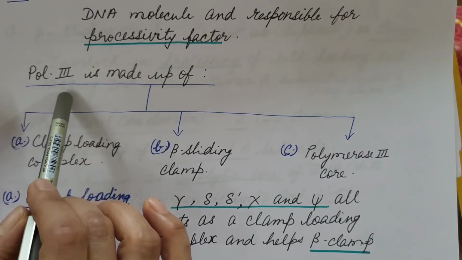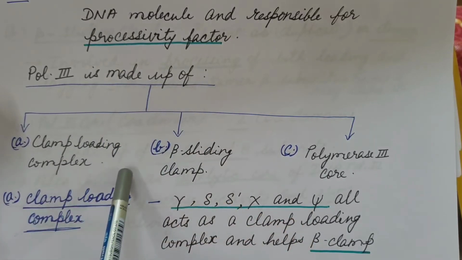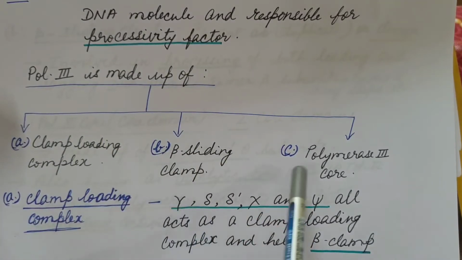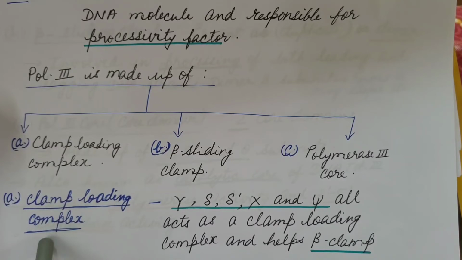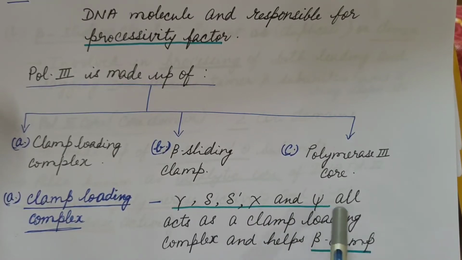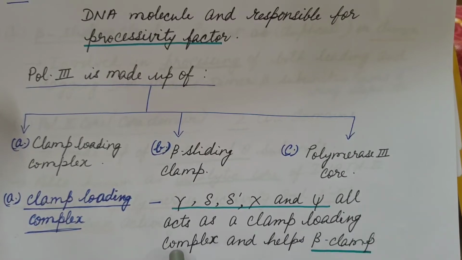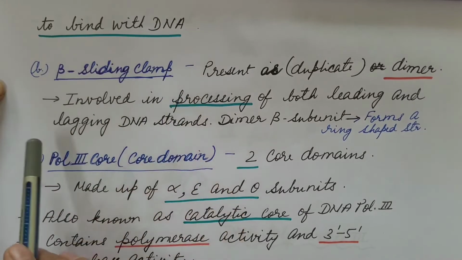So, if we talk about DNA polymerase 3 structure, it is made up of the clamp loading complex, the beta sliding clamp, and third is the polymerase 3 core. So let us see them one by one. First is the clamp loading complex. It is made up of gamma, delta, delta dash, xi and psi subunits. All act as a clamp loading complex and help the beta clamp to bind with DNA.